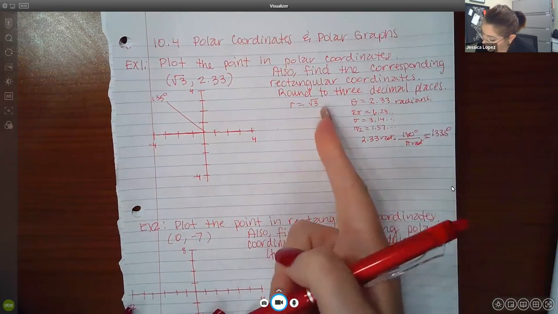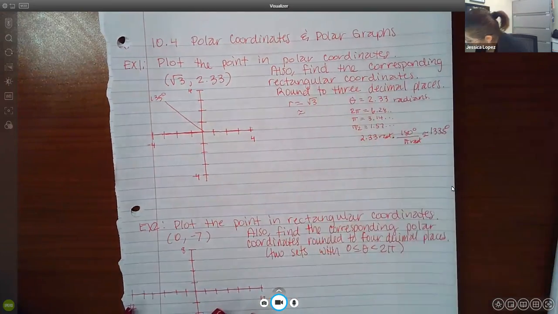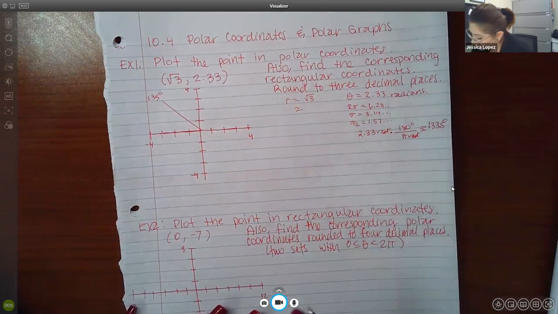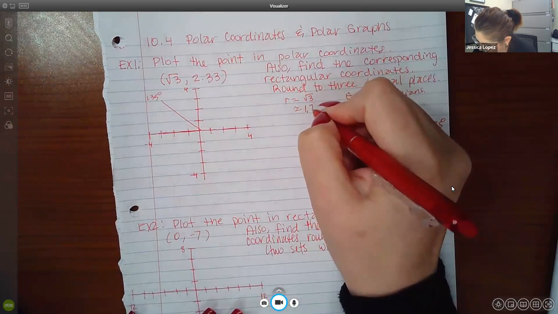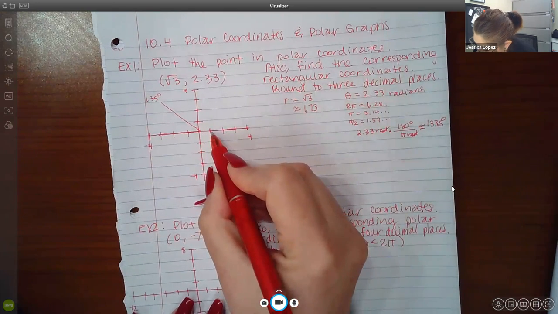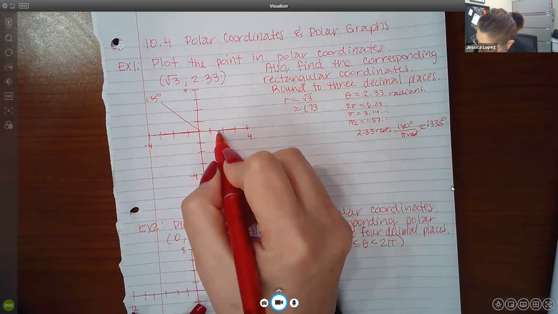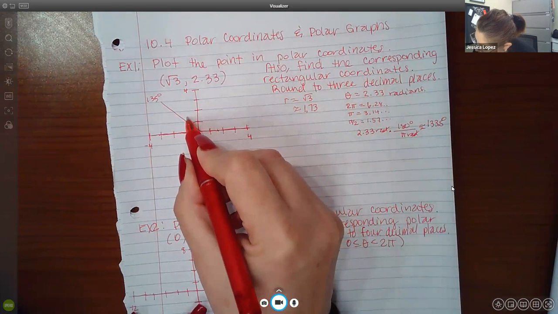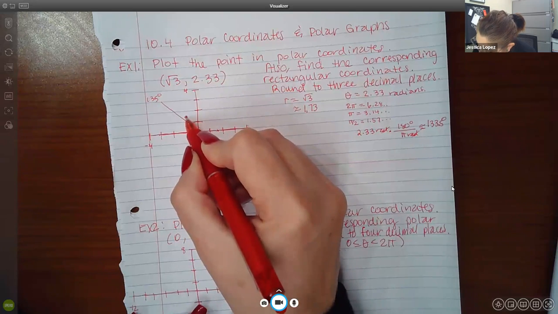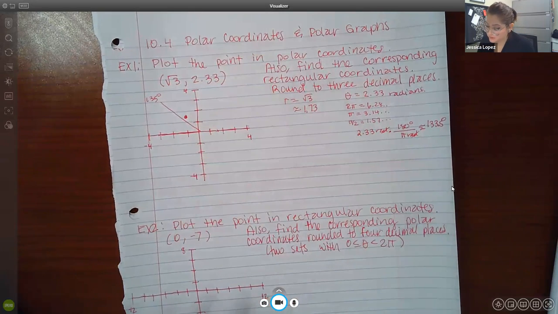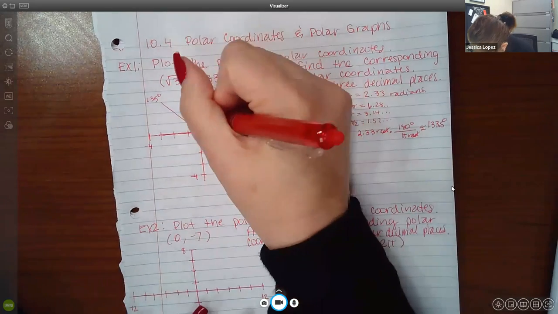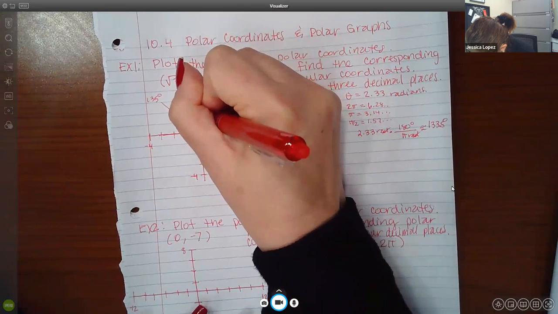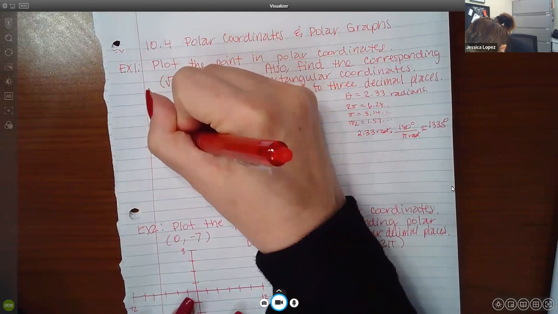But I do need to start at my radius of square root of 3, which is approximately 1.73. So I'm going to go out 1.73 units from the origin and then go around 133.5 degrees. So it's probably going to be somewhere around there. So remember, your 1.73 is kind of like a circle with a radius of 1.73.